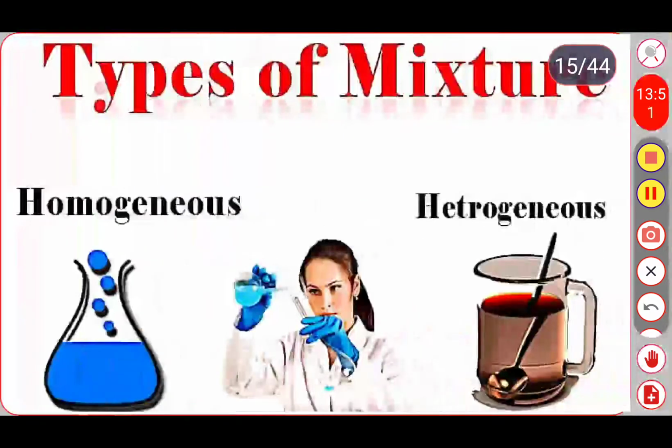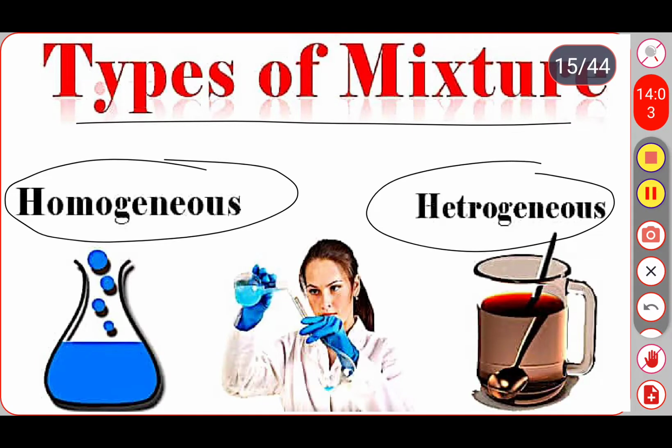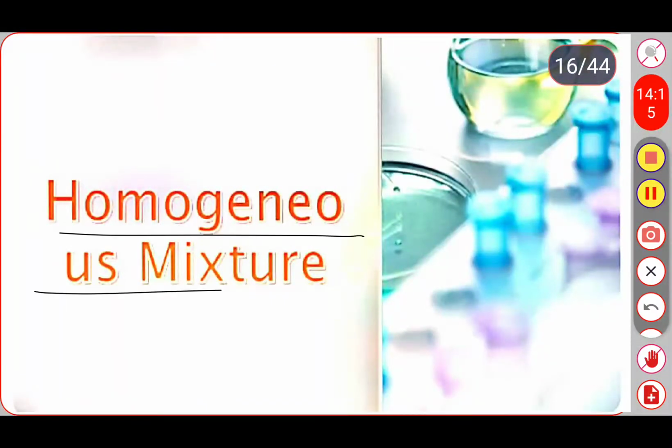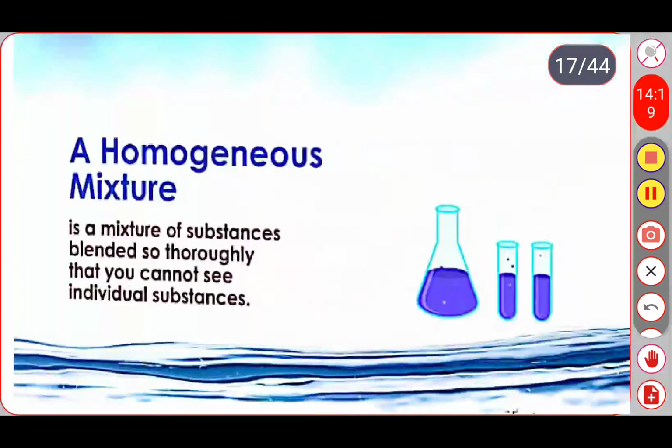Now see the next concept, that is types of mixtures. You already know the mixtures have two types. First one is homogeneous mixture and second one is heterogeneous mixture. Let's see the first type of the mixtures, that is homogeneous mixture. This is the first type of the mixture. So what do you mean by homogeneous mixtures?